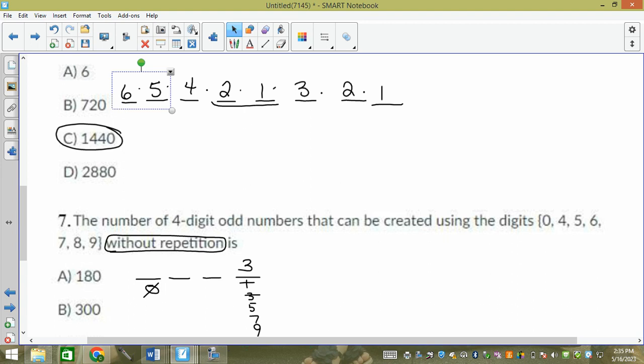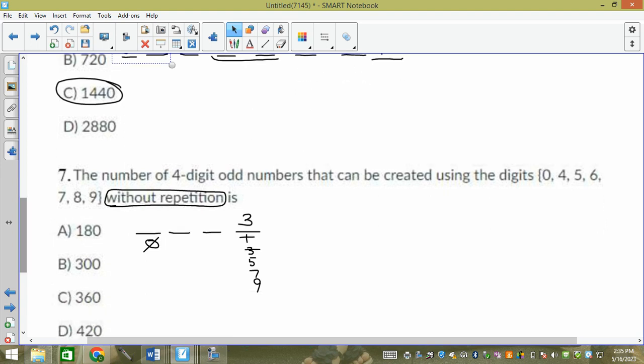What do we do when we can't repeat? Box and hold. So I'm going to box and hold the 5. You could have done the 7 or 9. So then I have the option of 4, 6, 7, 8, 9, which is 5. I'm going to hold the 9. Then I have 4, 6, 7, 8.